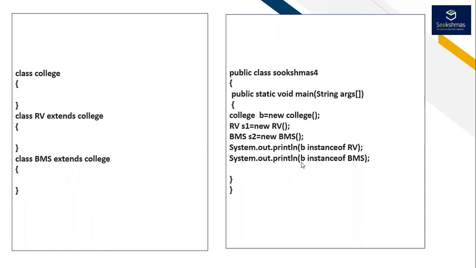And here I'm checking whether this reference belongs to RB or whether this reference belongs to BMS. Will it always return true or false? False. Both are false. Because B is an object of the College class, and RB and BMS extend the College class, so College is a superclass. So B belongs to only College.